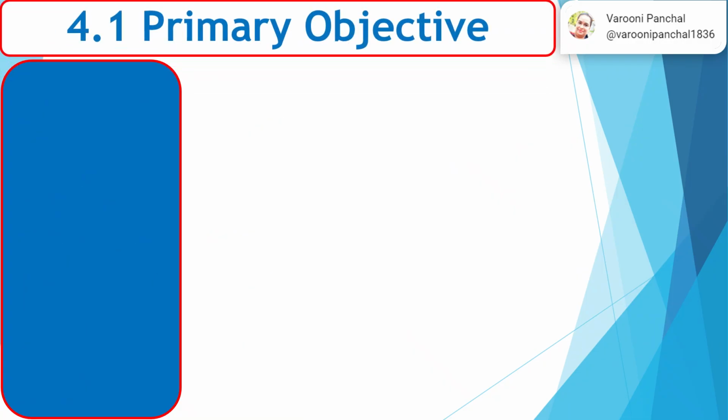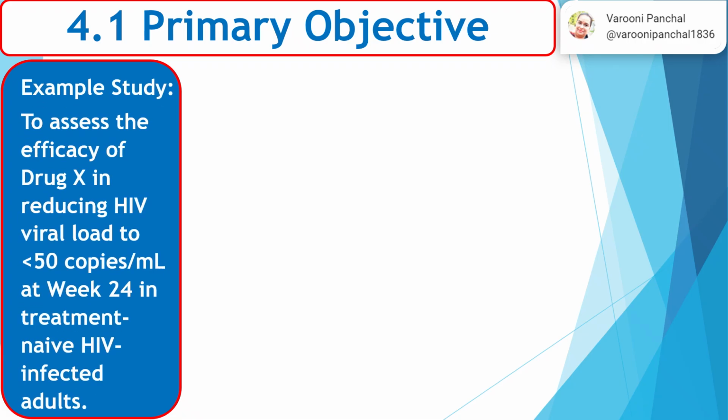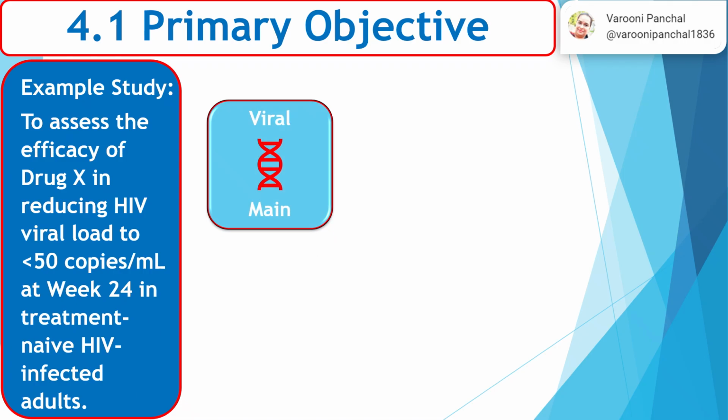Number 4.1, primary objective, example study: to assess the efficacy of drug X in reducing HIV viral load to less than 50 copies per milliliter at week 24 in treatment-naive HIV-infected adults. Explanation: viral load suppression, the amount of HIV RNA in the blood, is the main goal of HIV treatment.